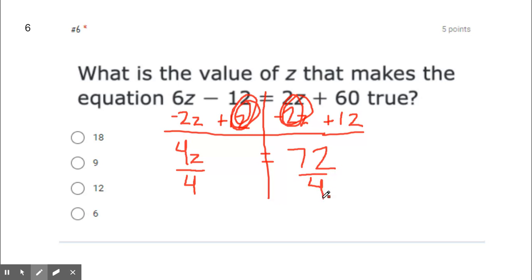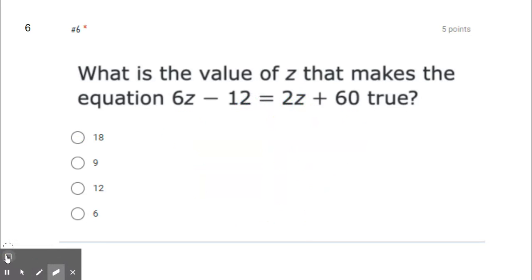So my answer is going to be whatever 72 divided by 4 is. So 72 divided by 4 in my calculator, I get 18, which is the first answer choice available. All right, we'll move on to the next question.